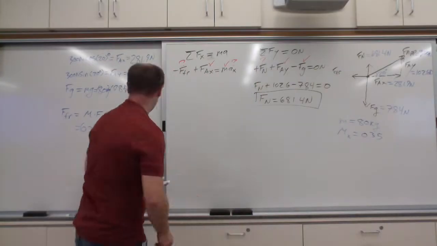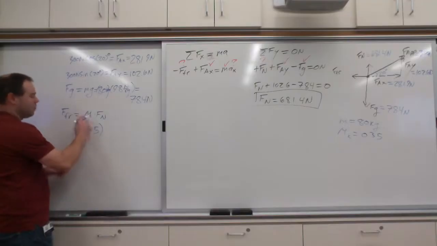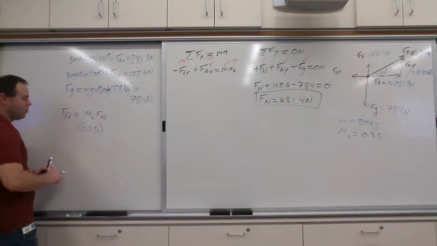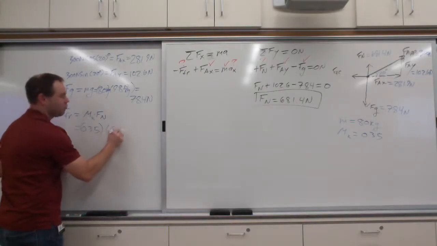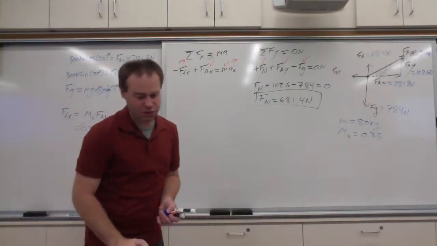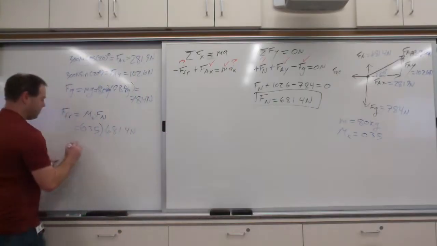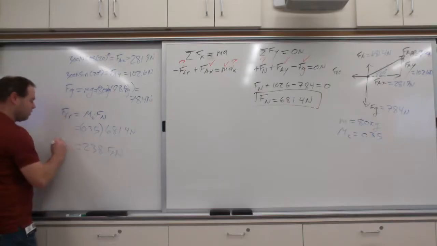Well, now that we have the normal force, we can come back here and we can use that to find force friction. So the kinetic coefficient of friction is 0.35. Our normal force we now know is 681.4 newtons. Multiply those together, and we discover that our friction force is 238.5 newtons. 238.5 newtons is our force of friction.